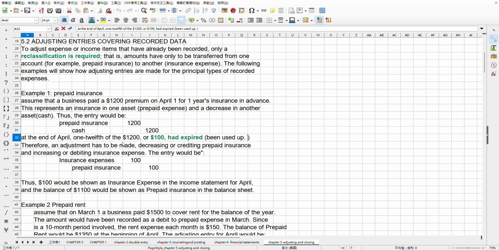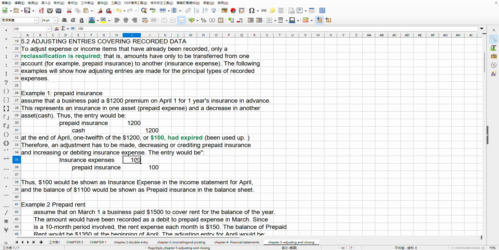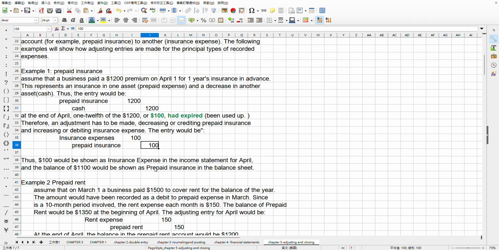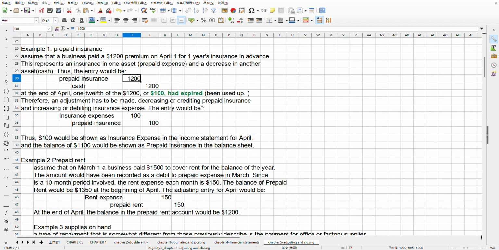It is being used up, therefore an adjustment must be made, decreasing or crediting prepaid insurance and increasing or debiting insurance expense. The entry would be debit insurance expense 100, credit prepaid insurance 100. Thus, 100 will be shown as insurance expense in the income statement for April, and the balance of 1,100 will be shown as prepaid insurance in the balance sheet.